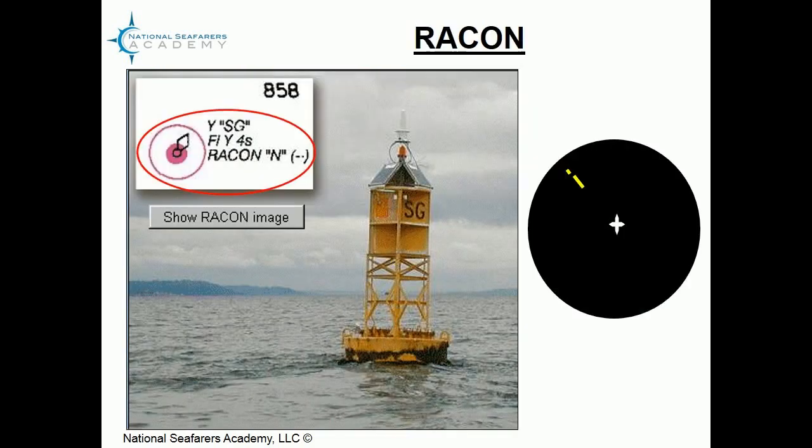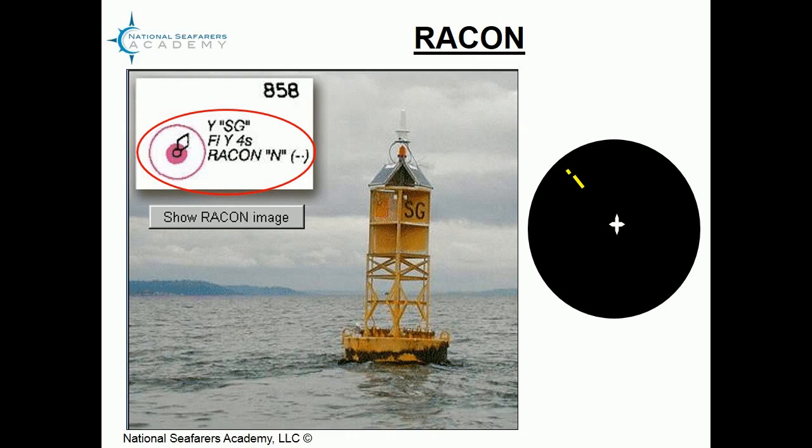Aids to navigation may be enhanced by the use of radar beacons, called raycons, and when triggered by a vessel's radar, will transmit a coded reply to the vessel's radar. This reply serves to identify the raycon station by exhibiting a series of dots and dashes which appear on the radar display radially from the raycon. This display will represent the approximate range and bearing to the raycon. The raycon signal itself is for identification purposes only.